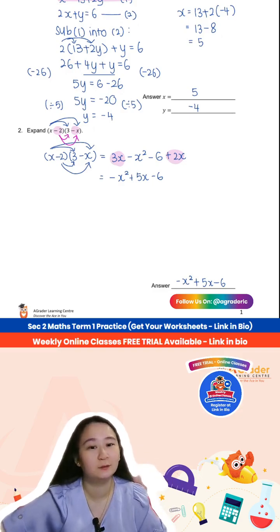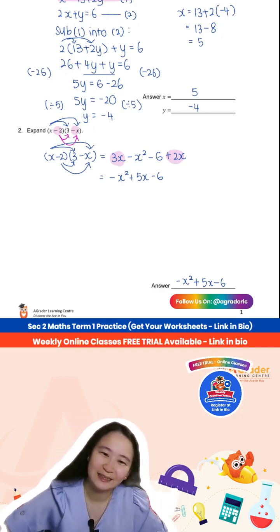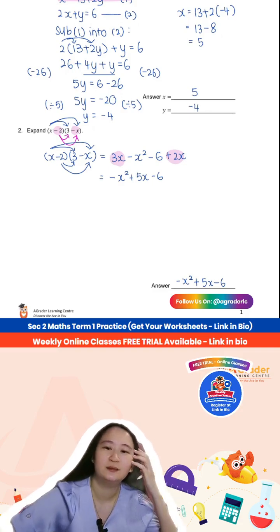Even the powers can also be negative. It'll be learned in Sec 3.